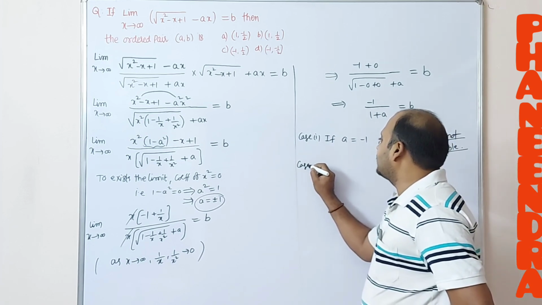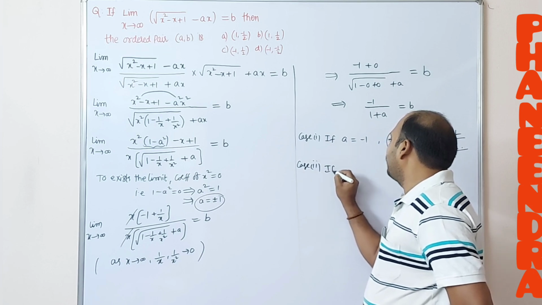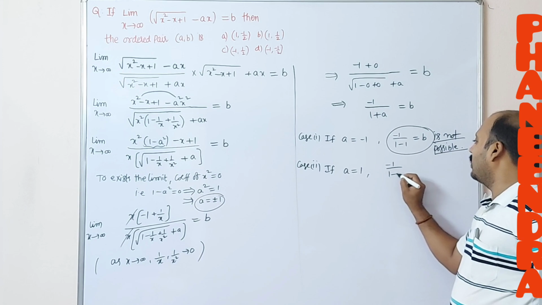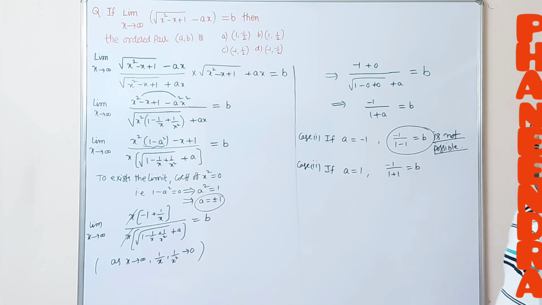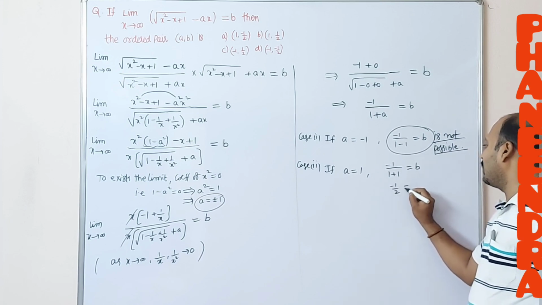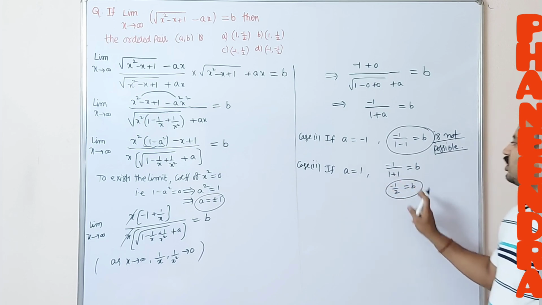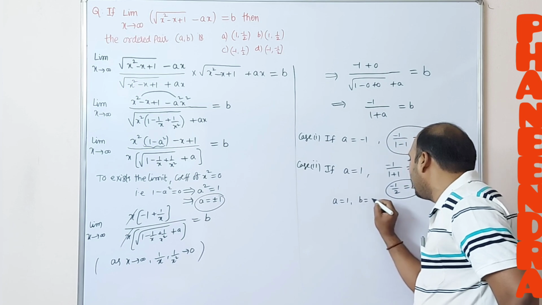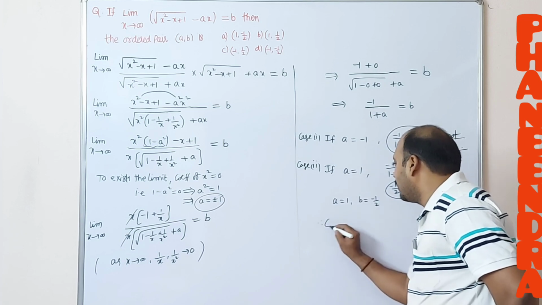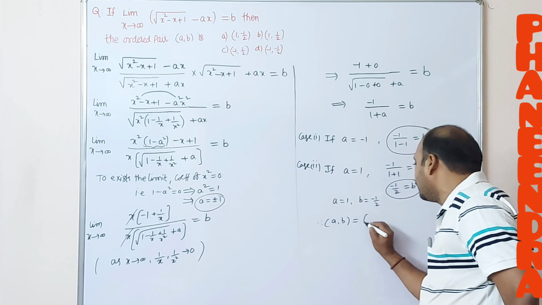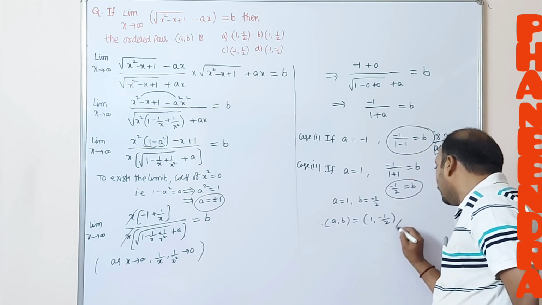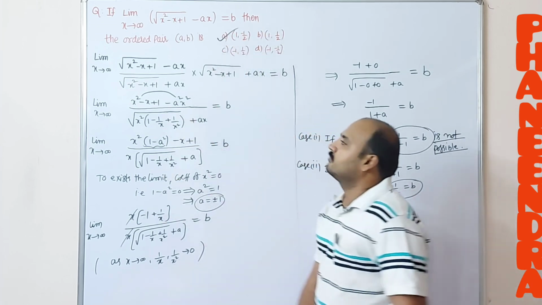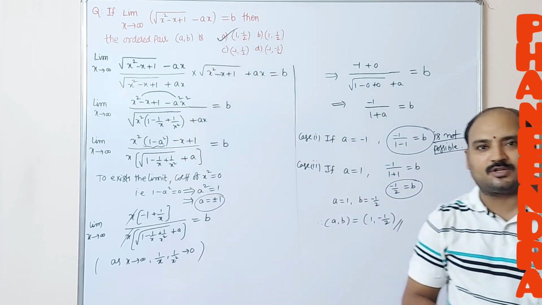So what is the other case? Case 2, if a is equal to 1, so minus 1 by 1 plus 1 is equal to b. So minus 1 by 2 equal to b. So when a is equal to 1, the b value is minus 1 by 2. So a is equal to 1 comma b equal to minus 1 by 2. Therefore the ordered pair a comma b equals 1 comma minus 1 by 2, which is there in the first option, dear students. We'll move to the next question.